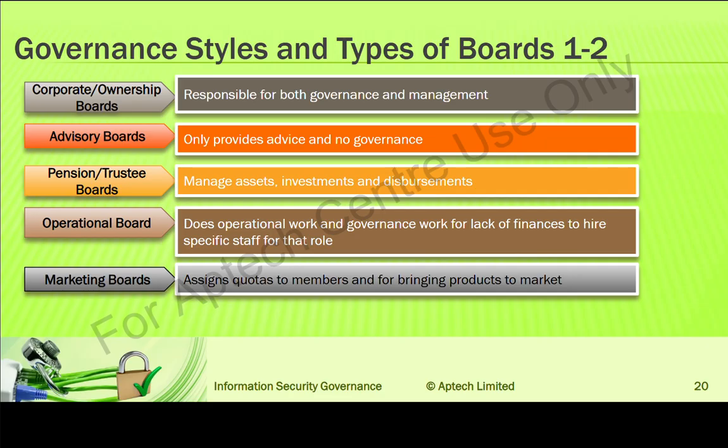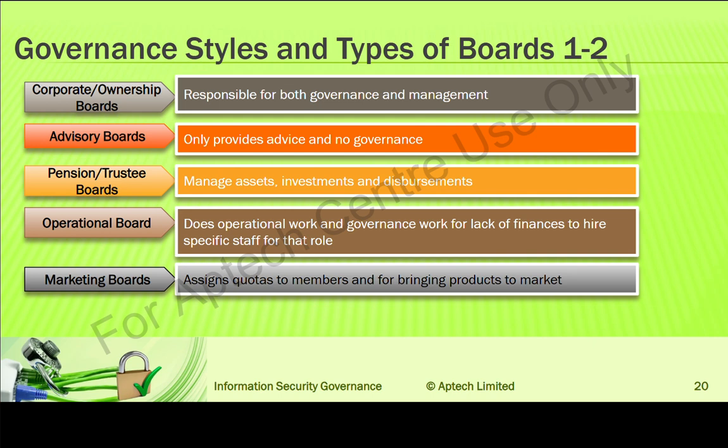This board does the operational work and governance work because of lack of finance to hire staff for specific tasks for that role. When there is lack of staff to execute tasks for that role, their main task is to do the work and the governance work. They do the operational work and the governance work because there is a lack of finance to hire the staff that are needed.